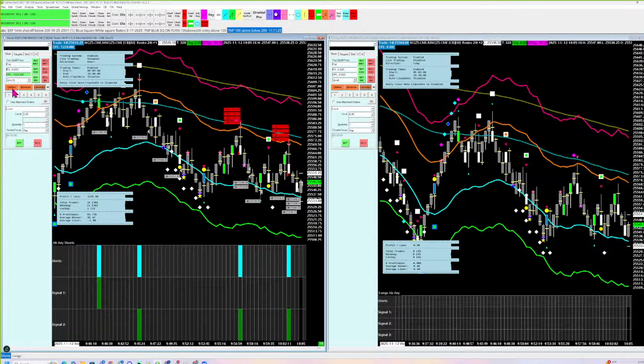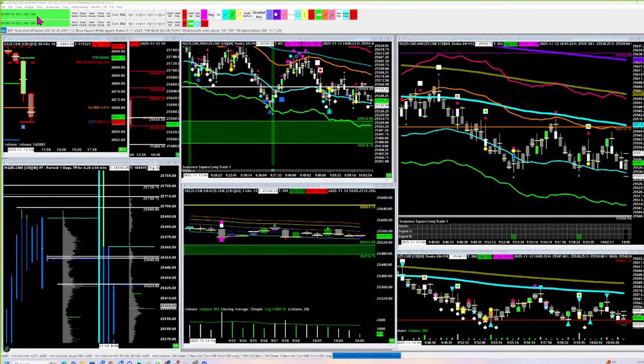Oh, I didn't mean to flatten that. That was an accident, guys. Sorry, I meant to switch it back over here. I just hit the wrong area. So that trade's still at risk on my real accounts, not my sim account.